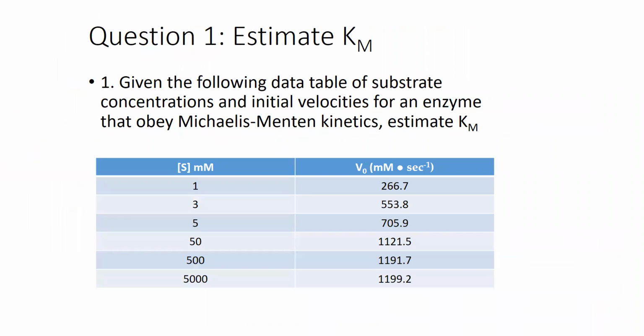But to get comfortable with these different ideas, we have some problems here. So here I have a table for you. Substrate concentration on this column, initial velocity on this column. What I want you to do is take a minute and look at this table and tell me, well, you don't have to tell me, write down or think about what is Km based on this data. So let's see if you can remember Km. If not, go back a slide and take a look at it. But yeah, take a minute, see if you can come up with a number for Km.